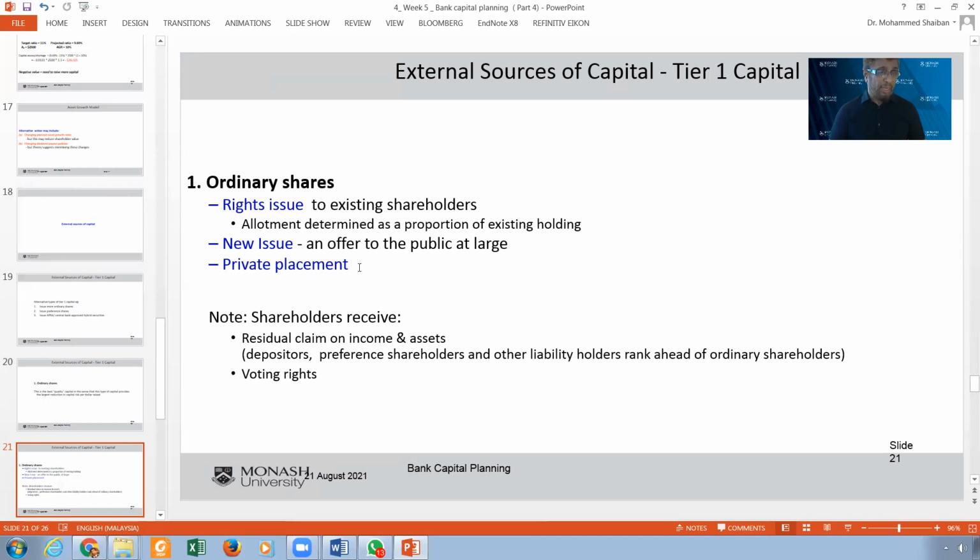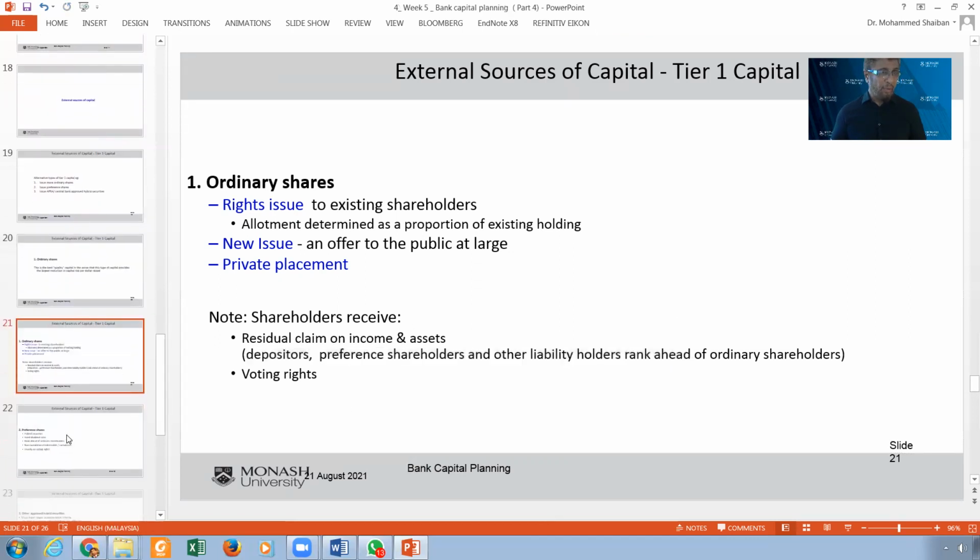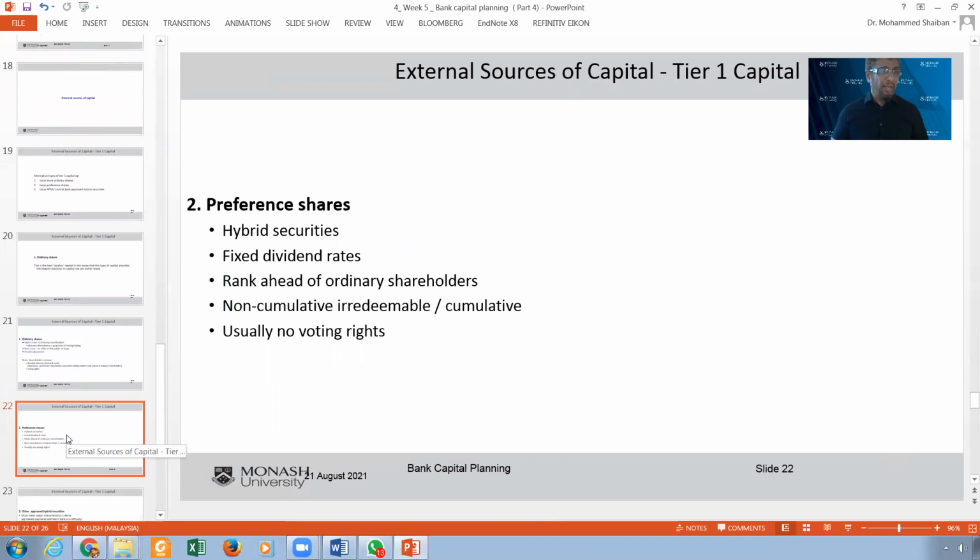Now, we know what shareholders will receive. According to ordinary shares, they receive just the residual, which means after we pay depositors, preference shares, and all of those liability holders, whatever is left goes to the shareholders. We understand this. Now, the second type is preference shares, and it is a hybrid security. What do you mean by hybrid securities? It's between debt and equity. Yes, they don't have voting rights.